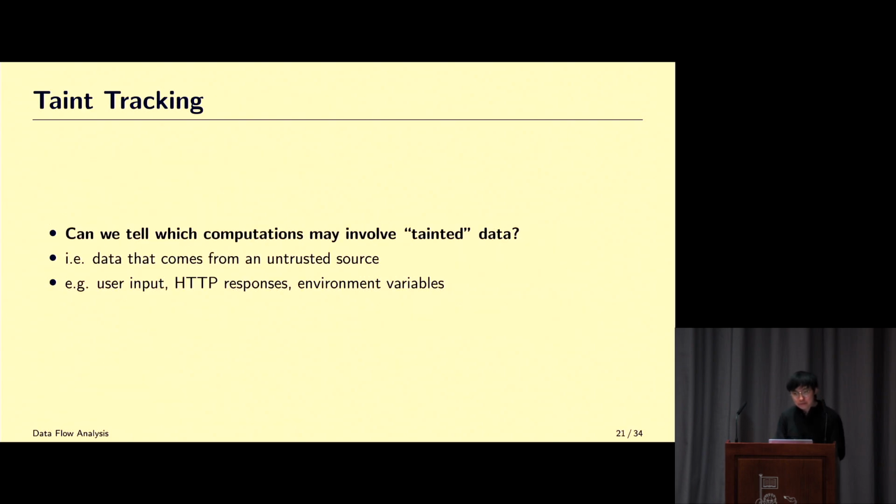And so, well, now we have data flow analysis. We do this thing called taint tracking. So can we tell which computations may involve tainted data? This means data that comes from an untrusted source. For instance, you might say user input is untrusted. HTTP responses are untrusted because the server isn't owned by you. And environment variables may be untrusted, for instance.